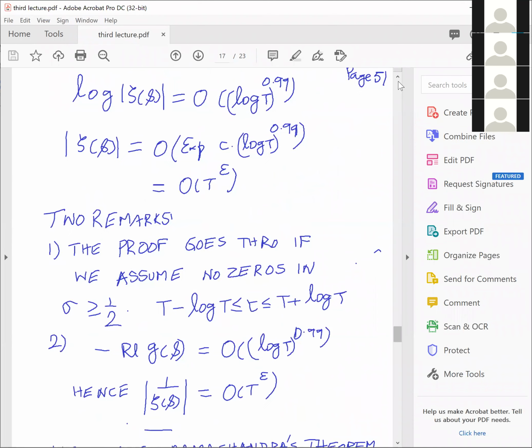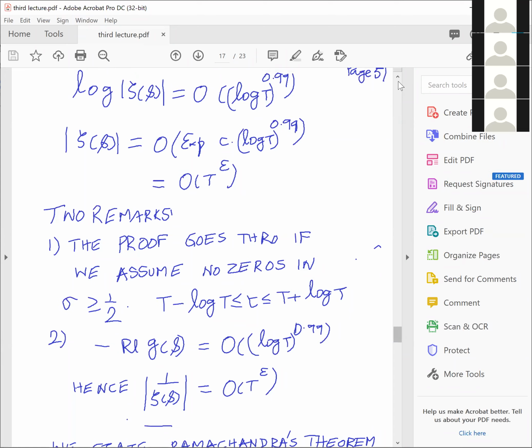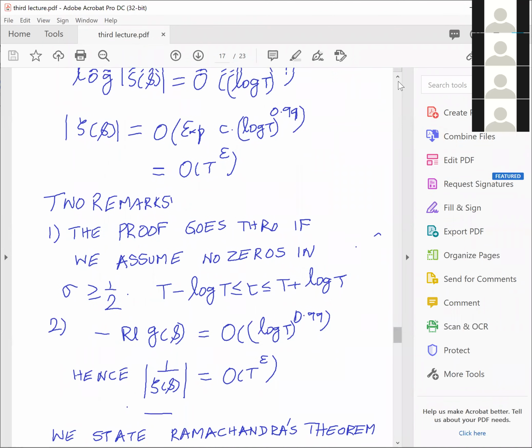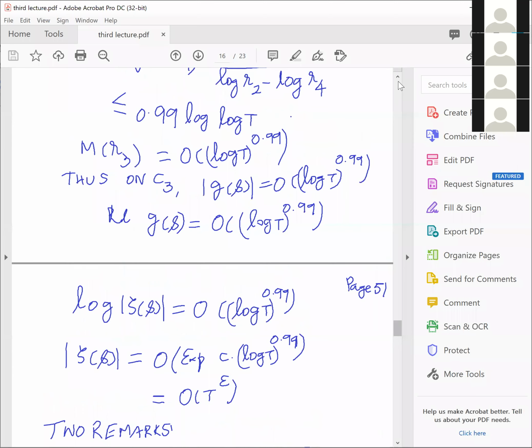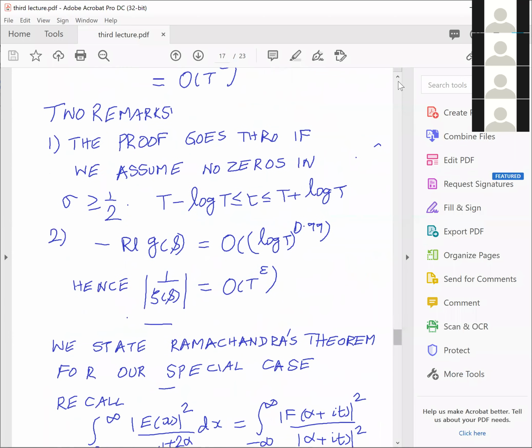I just make two remarks. The proof goes through even if you assume it is local. Around T, if I want to prove over a distance of log T that there are no zeros, then I am fine because I am using only these three circles. And moreover, I just got the real part of GS, but I can also get the minus real part of GS, since the mod GS bound will give you not only the real part, but minus real part of GS also O of log T power 0.99. That gives you actually 1 over zeta is also O of T power epsilon.